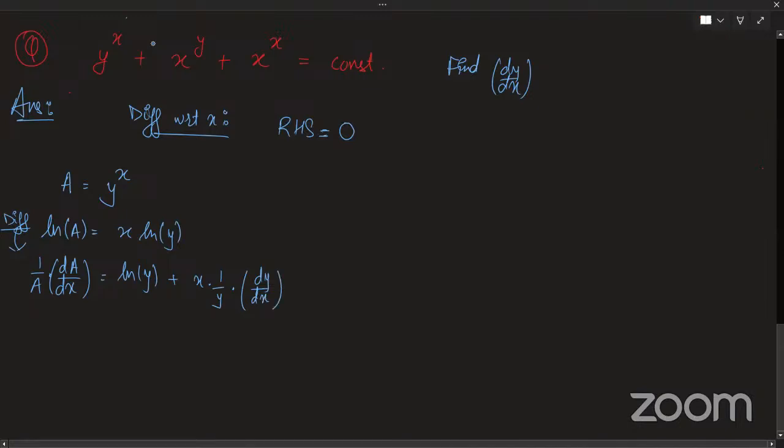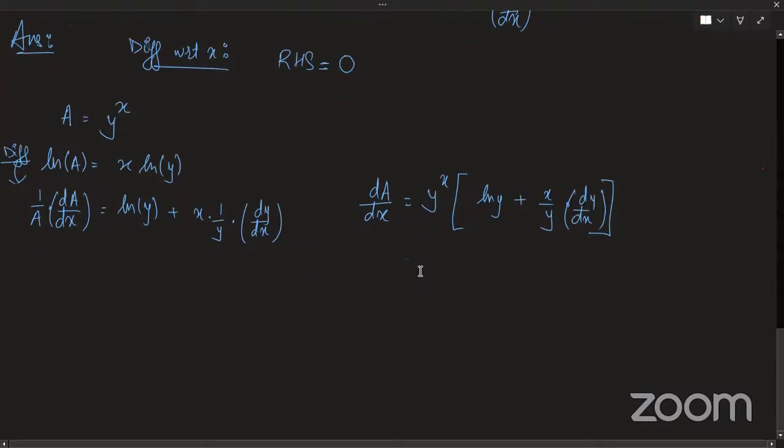Great. So basically, I am asked to find the value of dA by dx. So I can just take A this side. My value of A is y raised to x. So it becomes y raised to x into ln y plus x by y into dy by dx. Right, everyone? Is this correct? I just substituted back my value of A.